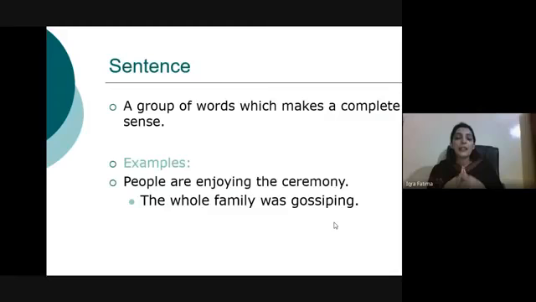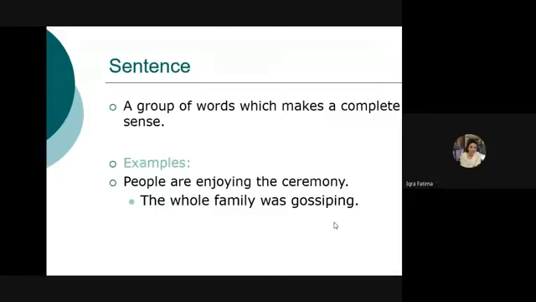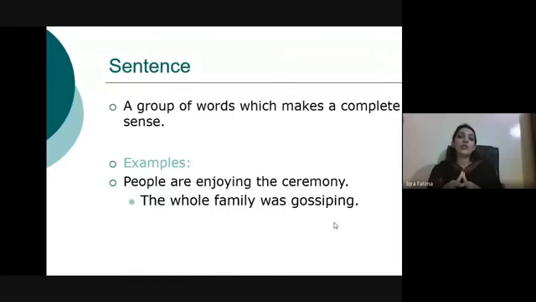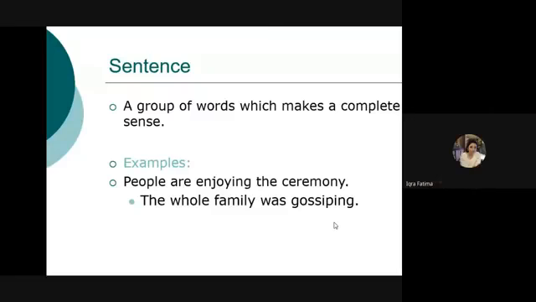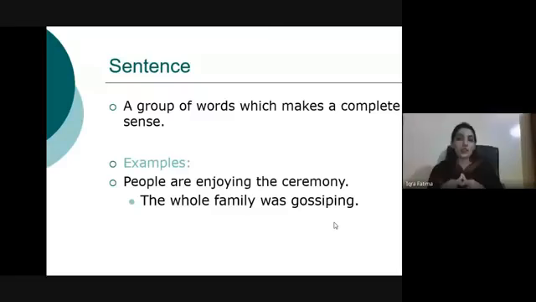Another type is the dependent clause. It carries a subject and verb, but it is not equal to any type of sentence because it is not giving you a complete sense. In order to write a sentence, you should know that your sentence should give a complete sense.